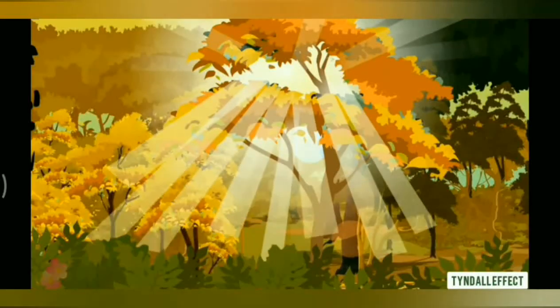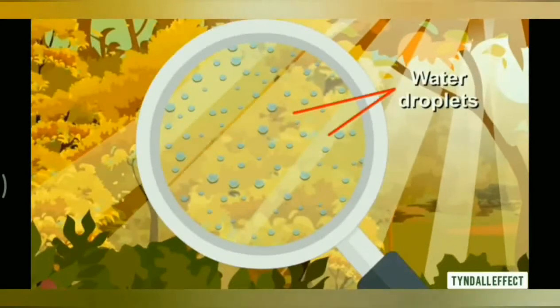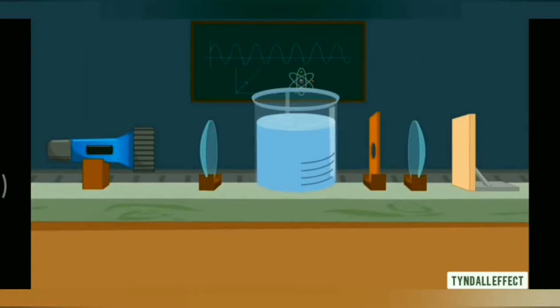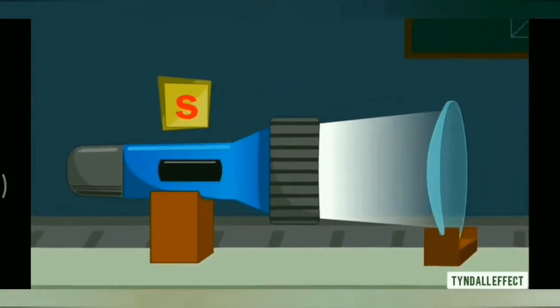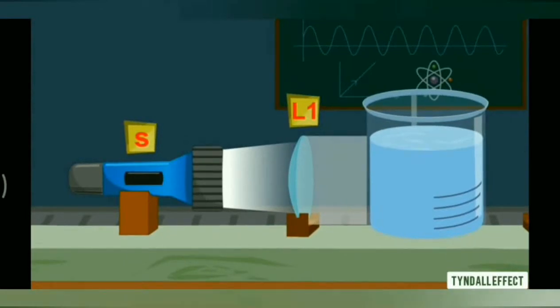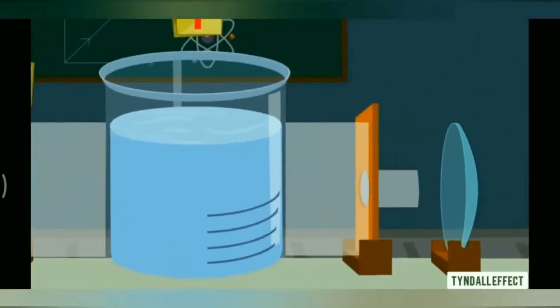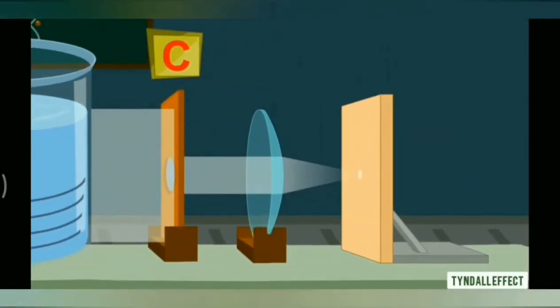Tyndall effect can also be observed when sunlight passes through a canopy of a dense forest. Here, tiny water droplets in the mist scatter light. Now let us perform an activity. Place a strong source S of white light at the focus of a converging lens L1. The lens provides a parallel beam of light. Allow the light beam to pass through a transparent glass tank T containing clear water. Allow the beam of light to pass through a circular hole C made in a cardboard. Obtain a sharp image of the circular hole on a screen MN using a second converging lens L2.